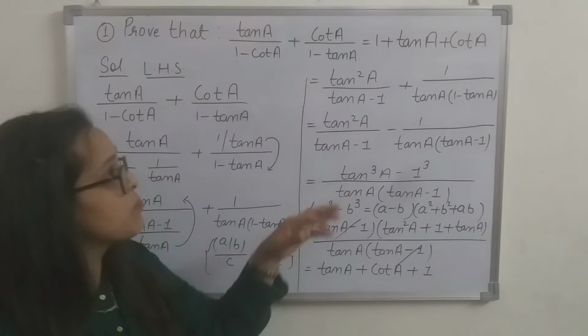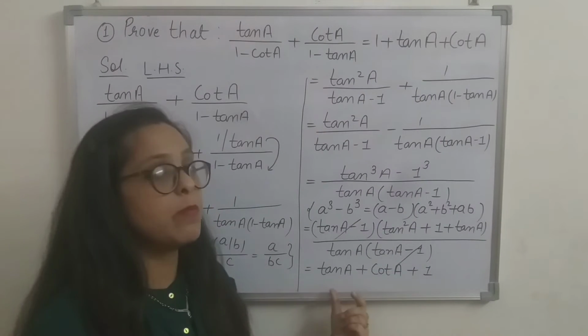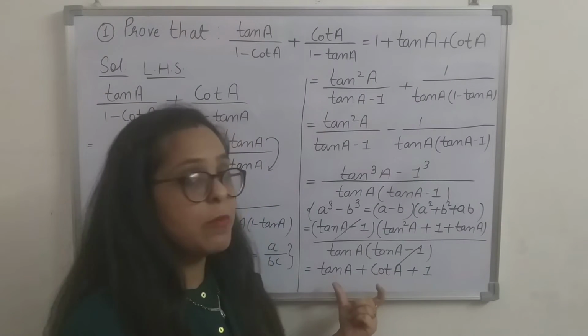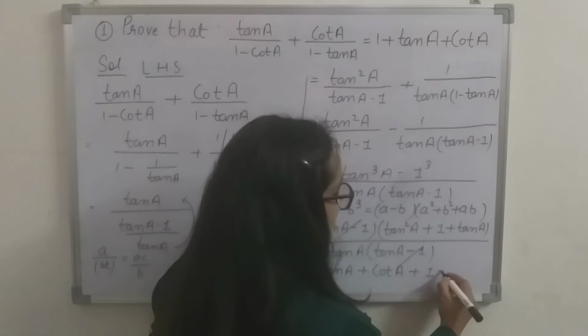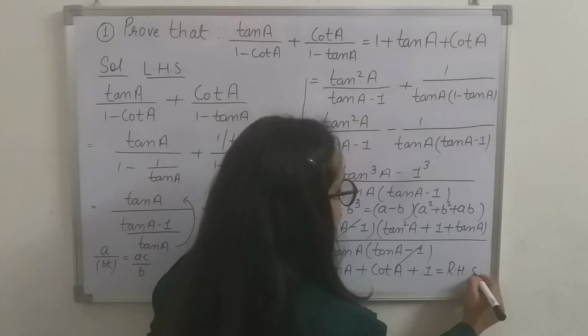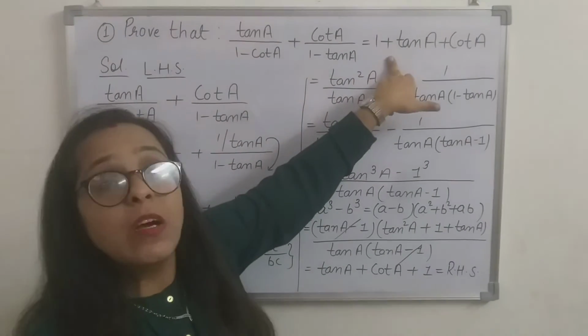Now see our RHS part which we need to prove. 1 plus tan A plus cot A. 1 plus tan A plus cot A. If terms are interchanged, then there is no impact on the solution. So we have got our RHS part. So this problem has been solved now. We have proved our RHS part.